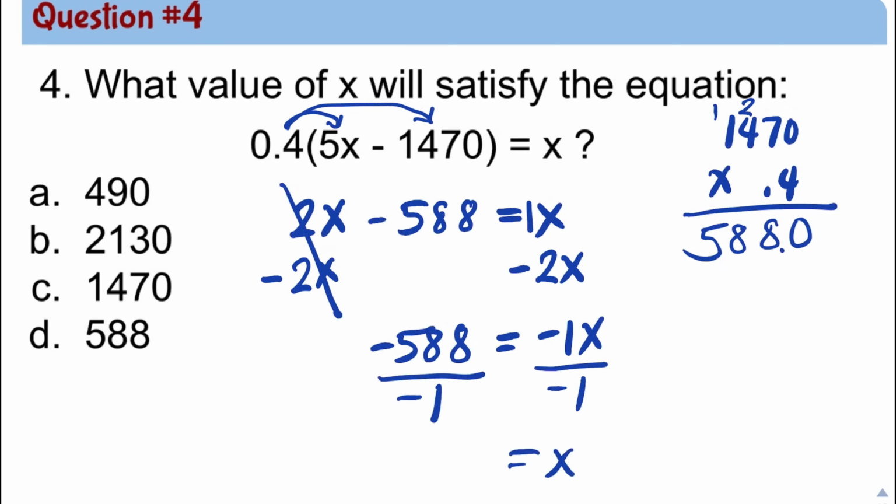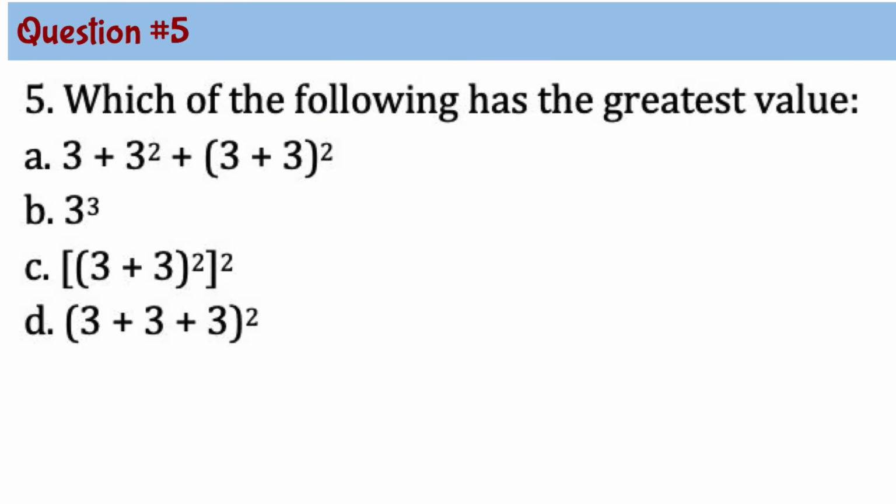So the x value is positive 588, which is letter D. Question number 5. Which of the following has the greatest value? So to solve this problem, we need to simplify each expression using order of operations. The expressions that can be easily simplified are options B and D.